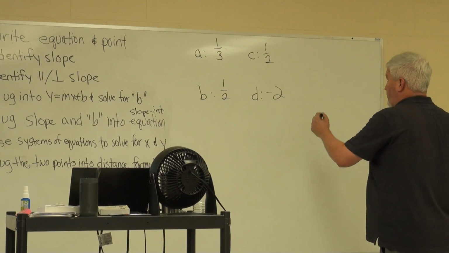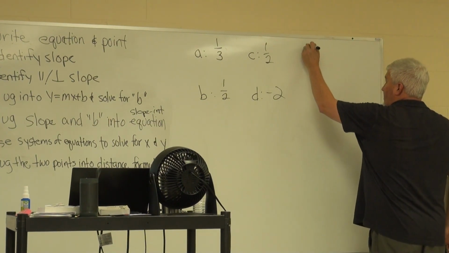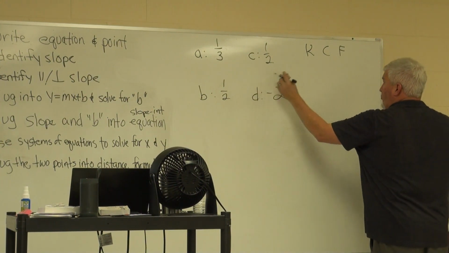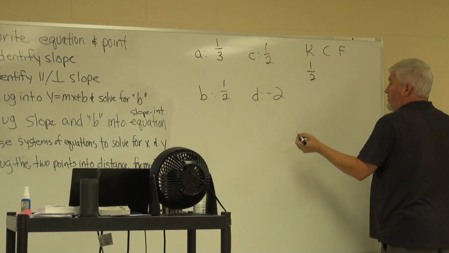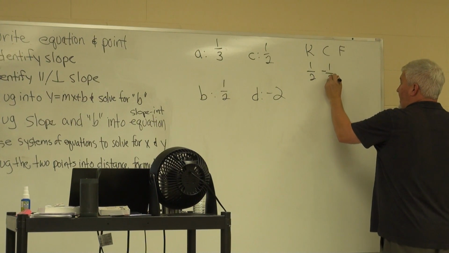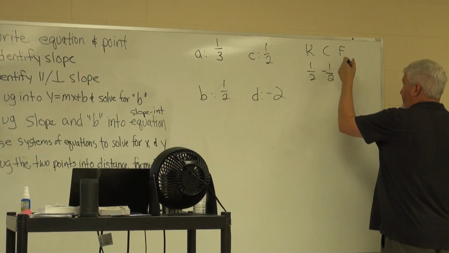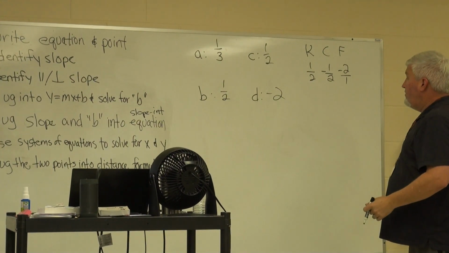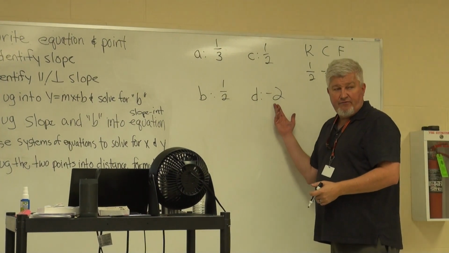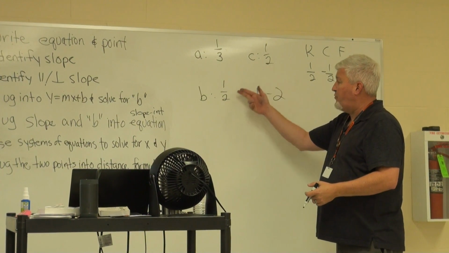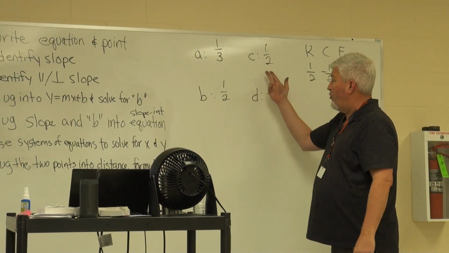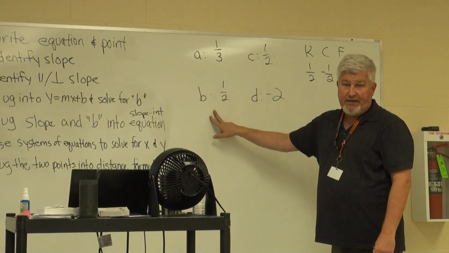Let me just put this up here so you have this little cheat to help you. Keep, change, flip. Keep the slope, 1/2. Change the sign, -1/2, and flip it: negative 2 over 1, which is the same as negative 2. So this slope of negative 2 is the negative reciprocal of both of these, which means line D back in that picture is perpendicular to both lines C and line B.